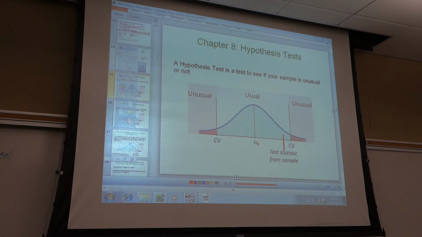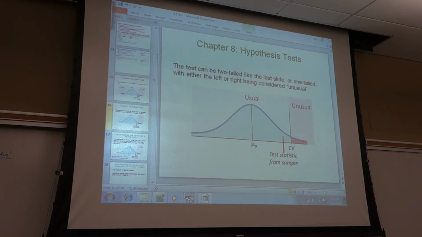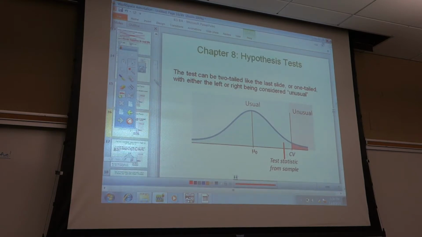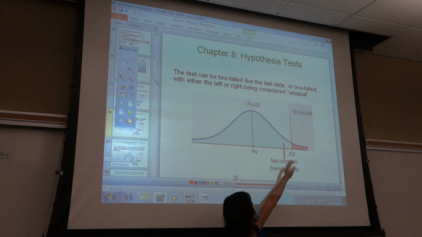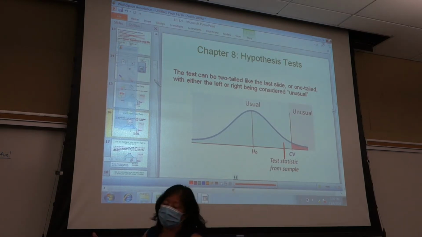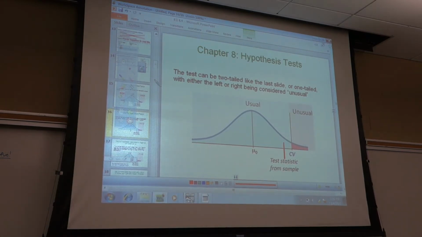With the cards, right? So the whole point of the hypothesis test is to see if your sample is unusual or not unusual. It can be two-tailed like the last slide, or it can be one-tailed here where only this part is what we consider unusual, and this is kind of all close enough, or not unusual. Usual.